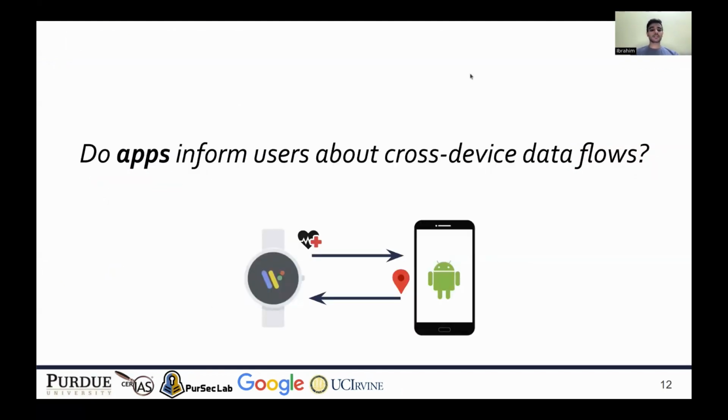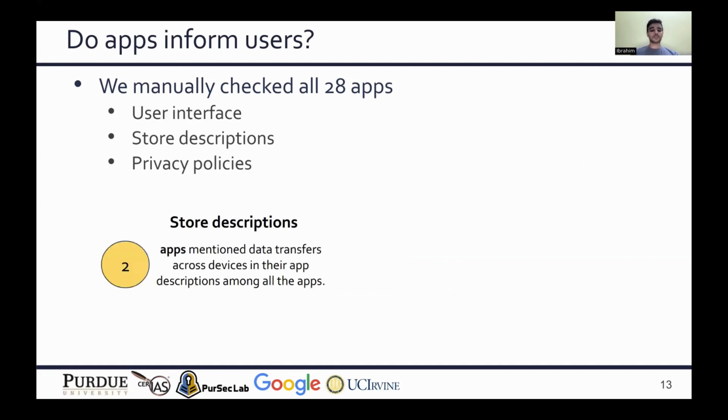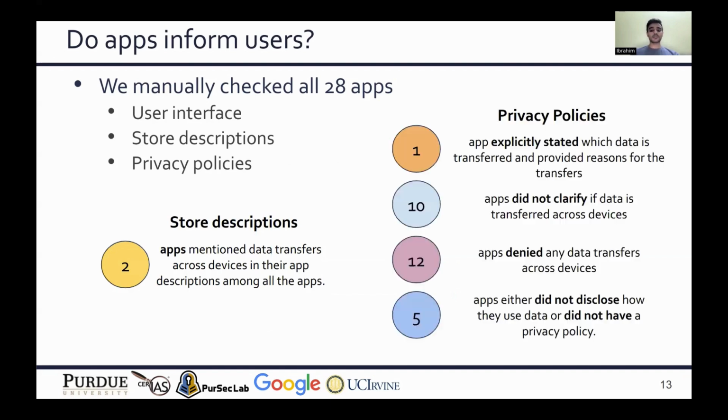The next question we ask is, do apps inform the users about these cross-device data flows? For that, we manually check all of the apps. We check their user interfaces to see if the app informs them while the user is interacting with them. We find that none of the apps inform the user from within the app. Then we check the store descriptions, and we found that only 2 apps mention some sort of data transfer. And then we check the privacy policies, and we find that only 1 app explicitly states the type and the purpose of data being transferred.